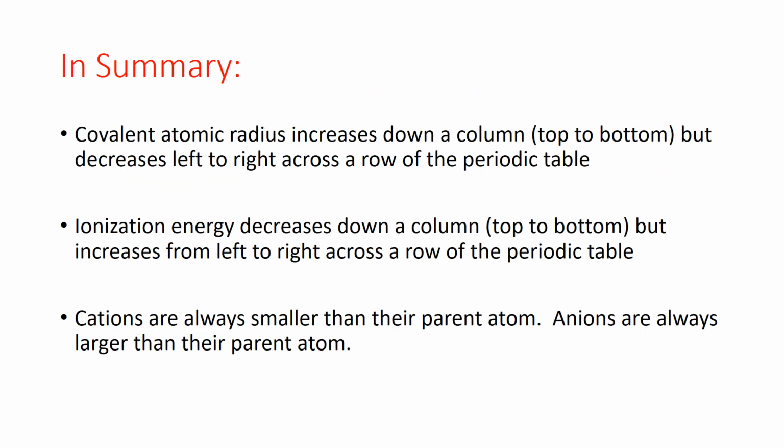In summary, covalent atomic radius will increase down a column from top to bottom, but decrease from left to right across a row of the periodic table. Ionization energy trends in the opposite direction to atomic radius. It will decrease down a column from top to bottom, but it increases from left to right across a row of the periodic table. And finally, cations are always smaller than their parent atom, and anions are always larger than their parent atom.